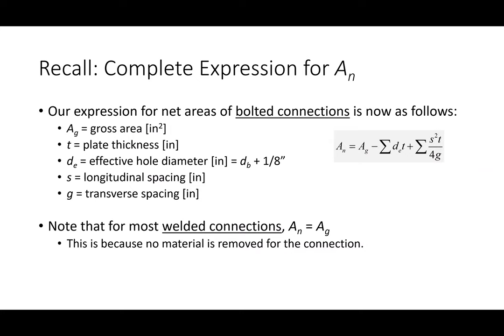We have our complete expression for net area. The example today is not going to have any stagger, okay? So in today's example, we're going to be able to set that term to zero. We're not going to have any stagger associated with this W section connected by the flanges. But remember, we add an eighth of an inch to the bolt diameter to get the hole diameter, and we do that because we're adding a 16th of an inch twice: 1/16 for erection tolerance so that we can actually erect the structure, and one for that little lip of damaged material around the hole.